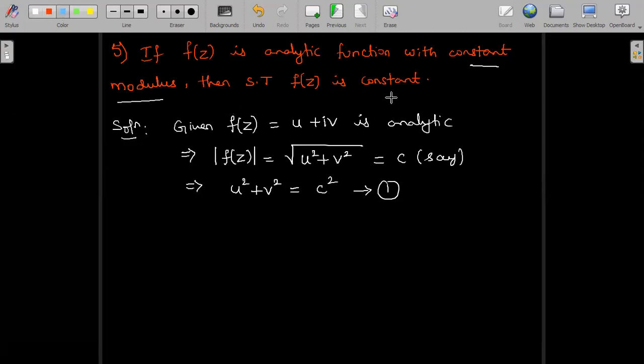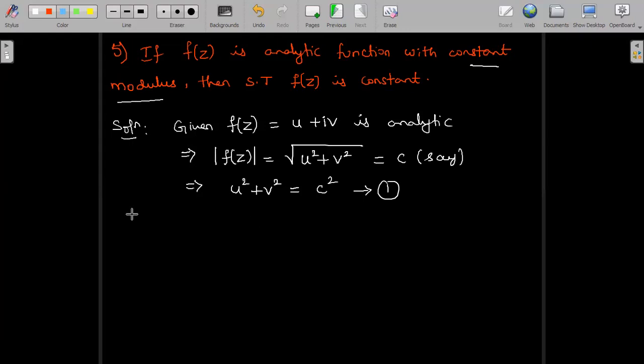Now the proof is to prove that f of z is a constant function, right? So in order to do that, we will differentiate equation 1 partially with respect to x and later with respect to y. And we use f of z as analytic, so CR equations can be used. Using that, we will change the y terms to x as we did in the previous two problems. And we will be able to square and add them up to obtain the required answer. Right? Let us see the steps one by one.